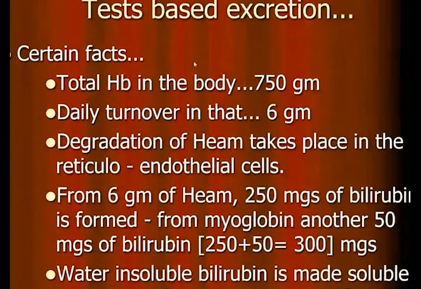What is the life of the RBC? It will be 120 days. After 120 days, all the RBCs get lysed, and there will be a turnover of this hemoglobin. The daily turnover of the hemoglobin will be 6 grams. So RBCs containing 6 grams of hemoglobin will be dying daily, and new RBCs will be produced. So the daily turnover of hemoglobin will be 6 grams.